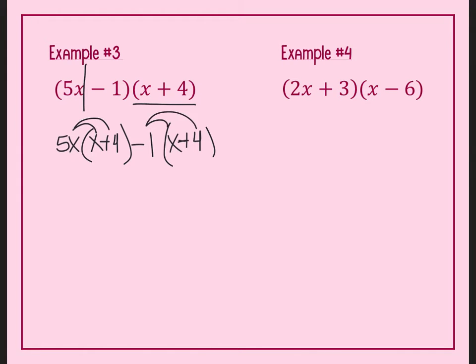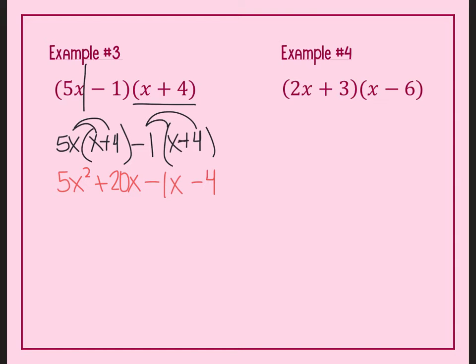Now on the first page, I'm going to jump back real quick. So in this case, I'm going to do 5x times x, and I get 5x squared. Now I have 5x times 4, and I get 20x. Now do the other side. Negative 1 times x is negative 1x. Then negative 1 times 4 is a minus 4.